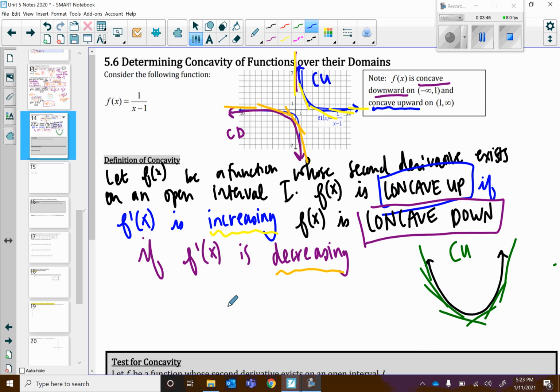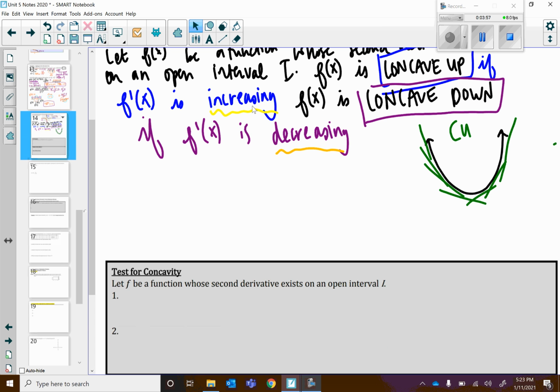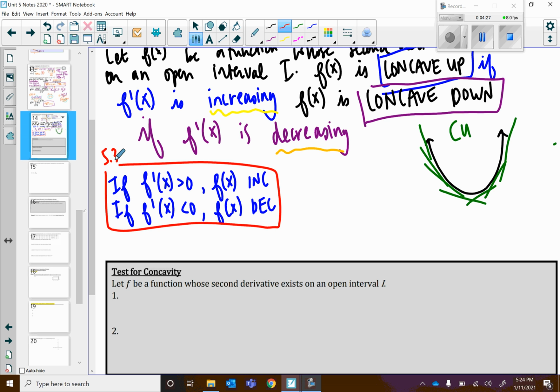So let's connect this then to our second derivative. Before we get there, I want to make one small reminder of what we took notes on last time we were in class. And that was, if the derivative of a function is positive, then the original function is increasing. And if the derivative of a function is negative, then the original function is decreasing, right? We know this. This is from our last notes. This is technically like 5.3.